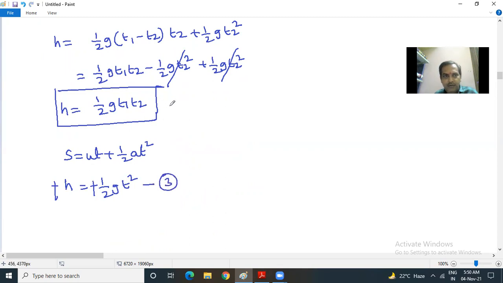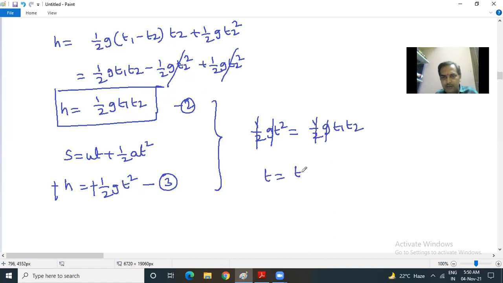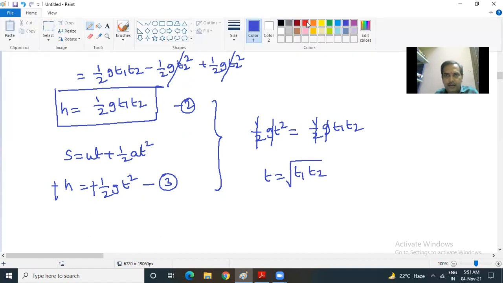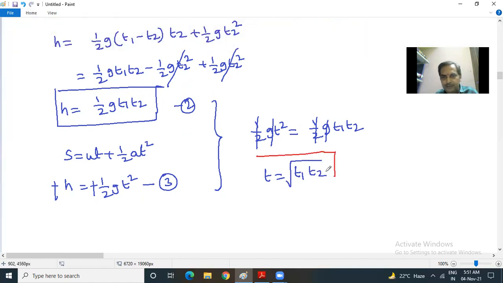Now you call this equation 2. Now compare. So you will get the relation between t1, t2 and t. So therefore it is half g t square is equal to half g t1 t2. So half g cancel both sides. So t is equal to square root of t1 t2. So this is the desired equation.